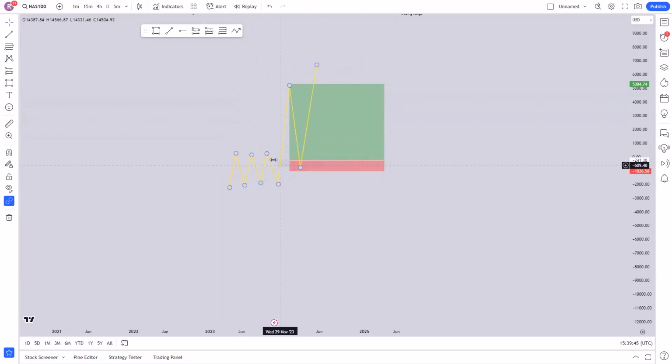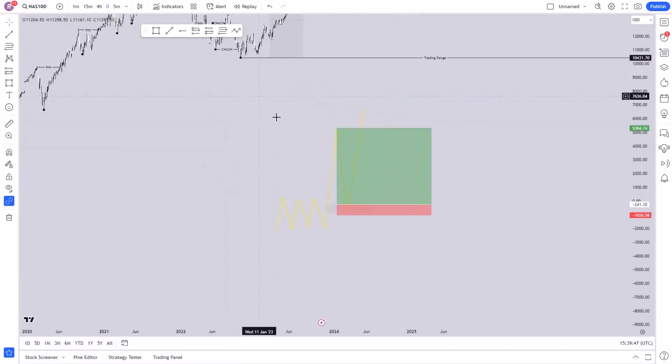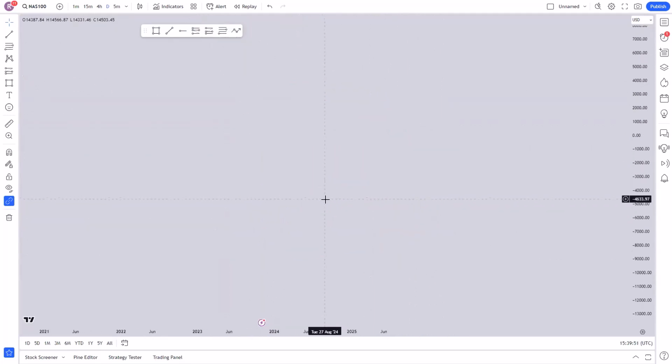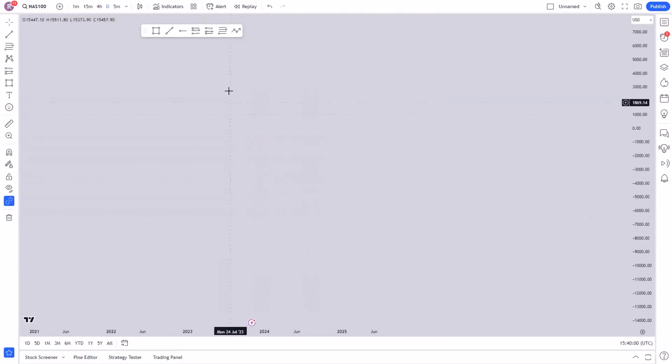But anyway, I'm sure you guys know now regarding what I'm teaching you here. So we can go on next to confluences. Okay. So confluences for a trade regarding supply and demand.